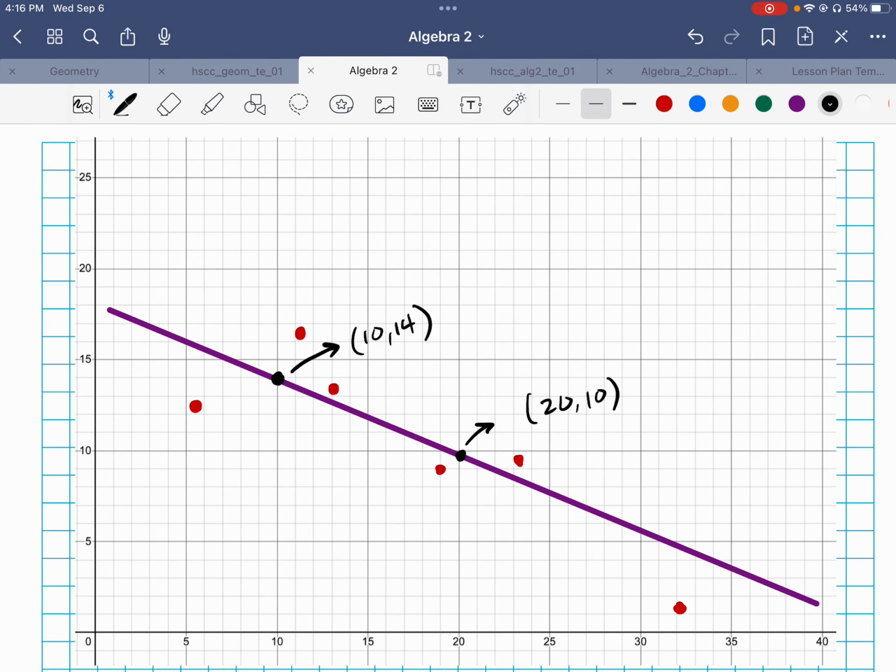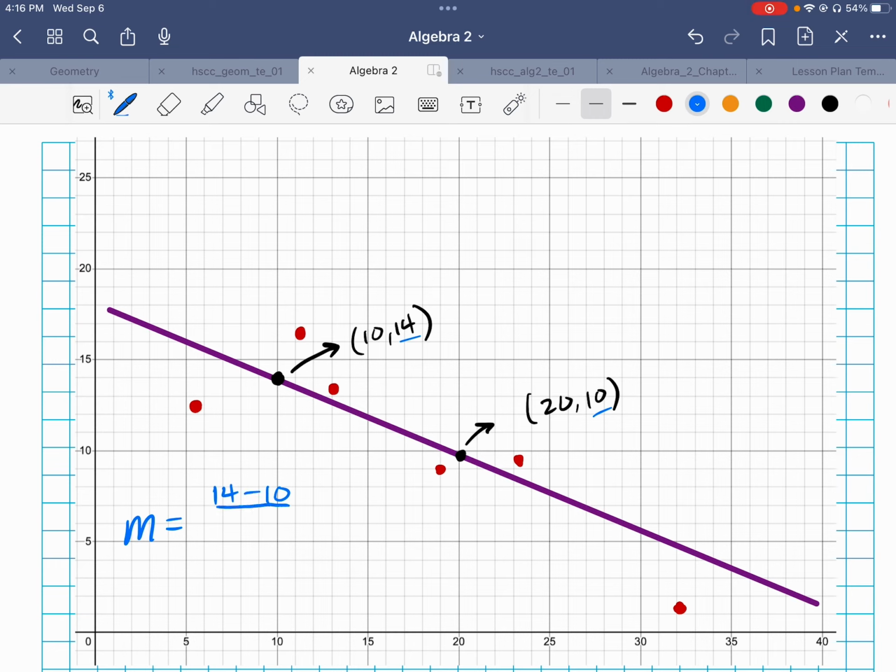All right, step 1, draw the purple line. Step 2, find 2 points on the line. Step 3, you need the equation of the line. To write the equation of a line, what you want to do is find the slope first. So we're going to use the slope formula. M equals, we're going to take our y values, 14 and 10, and we're going to subtract them in the order that we read, 14 and 10. So we're going to go 14 and take away 10.